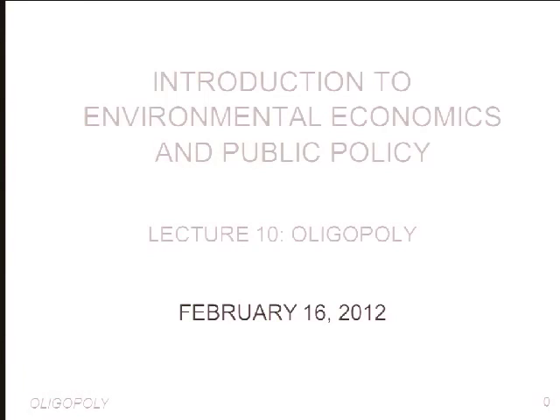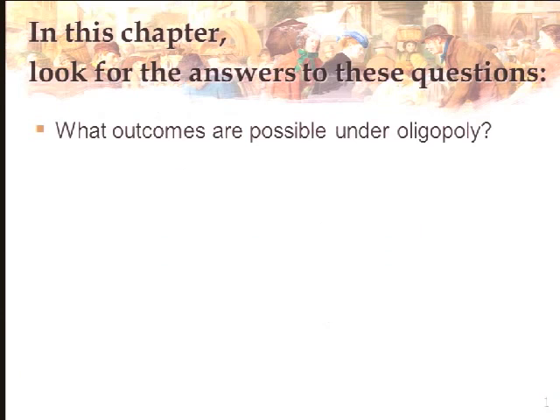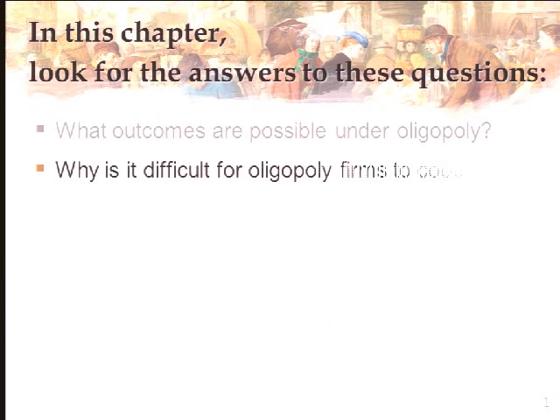Okay. Today, we're going to look at a third market structure, oligopoly. And as we'll see when we answer the three basic questions for today's lectures, we want to determine the outcomes under oligopoly. And it's going to be a lot more complicated than it was for competitive market structures, and certainly more complicated than it was for monopoly market structures. We will explain why it is difficult for oligopolists to cooperate, in large part because their self-interest is inconsistent with the collective or cooperative interest of the oligopolists.